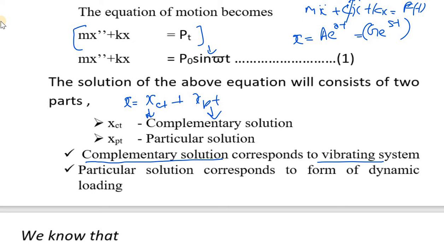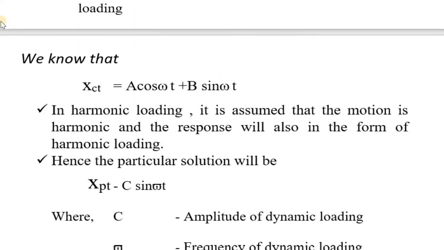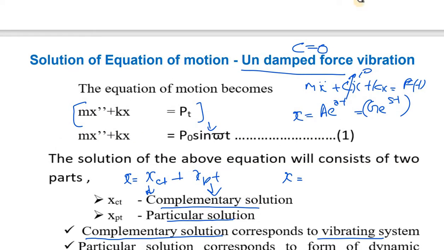So xc of t depends upon the natural vibration, that is the free vibration. For simplification, our solution x will have two components: one is the complementary solution plus the particular solution. The sum of these two will be our general solution. As you see, we will be getting more clarity. Now for xc of t, the equation is m x double dot plus c x dot plus k x is equal to 0. That is our main equation.